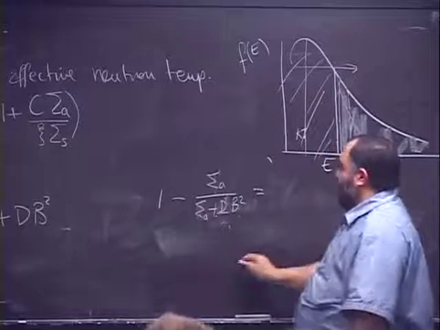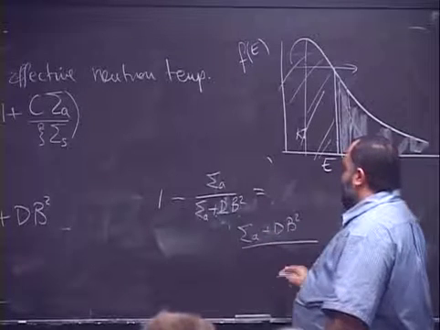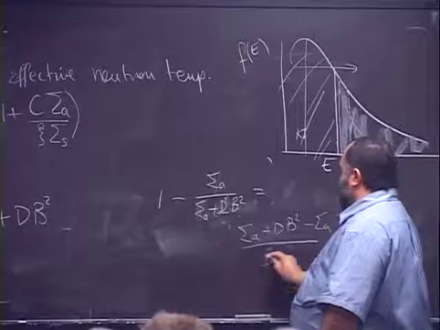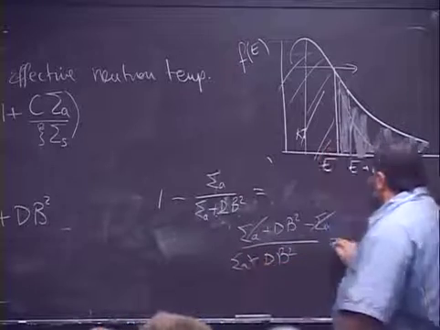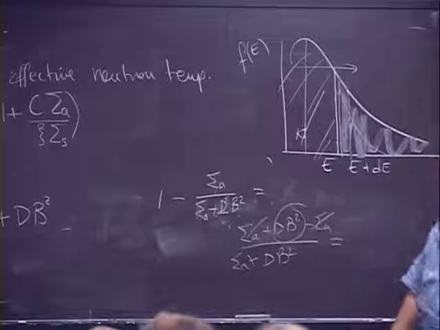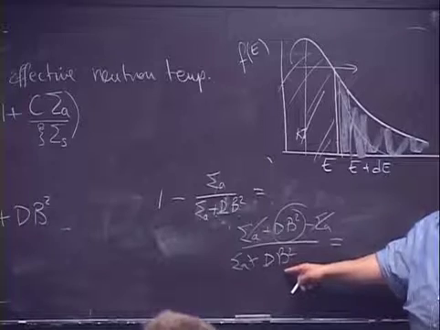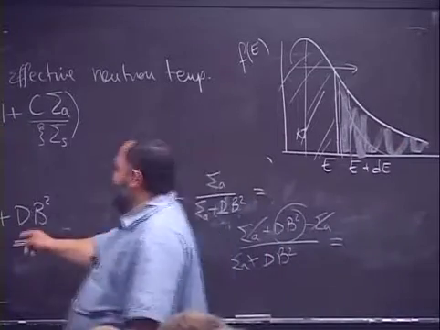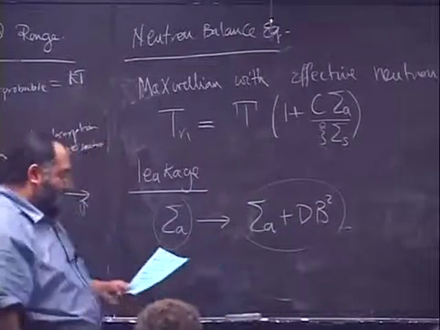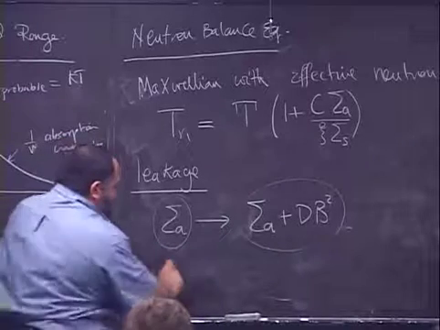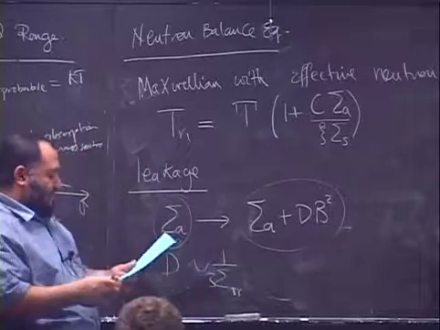So the leakage will now be equal to what? Sigma absorption plus D B square, divided by, minus sigma absorption divided by, plus sigma absorption. So the leakage term is proportional to D B square over sigma absorption plus D B square. So this is why we can just replace sigma absorption by this term. Okay guys? And D is proportional to 1 over 3 sigma transport, where sigma transport is the transport cross section.